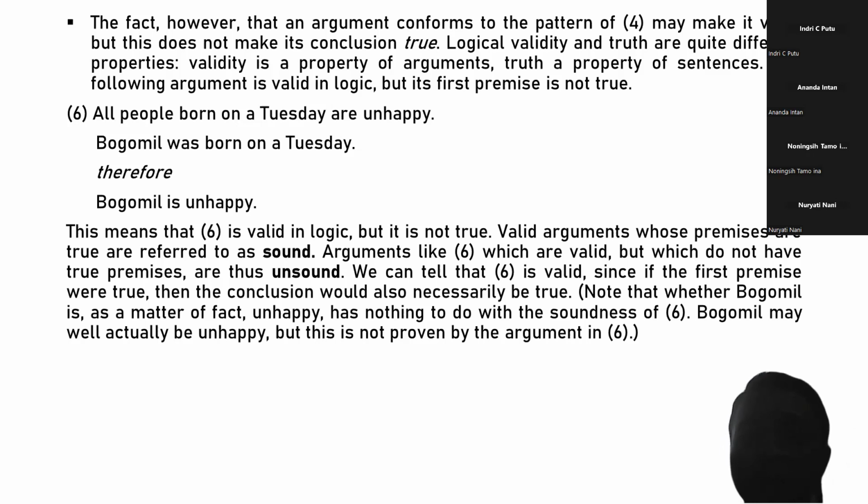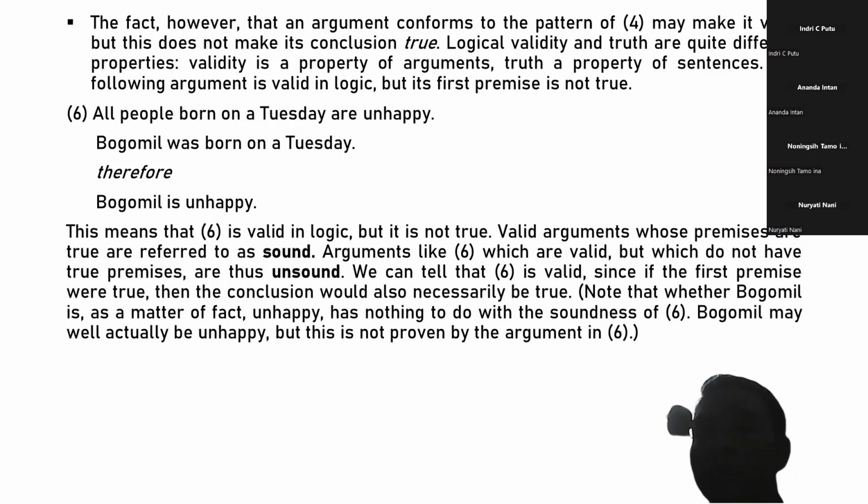With the argument, he was born on Tuesday. Here, you have to check that there is a validity. It is a property of arguments. Meanwhile, the truth is a property of sentences. Okay, please check which one is the argument and which one is the sentence. Which one is valid and which one is true. You can check here by identifying the statement.